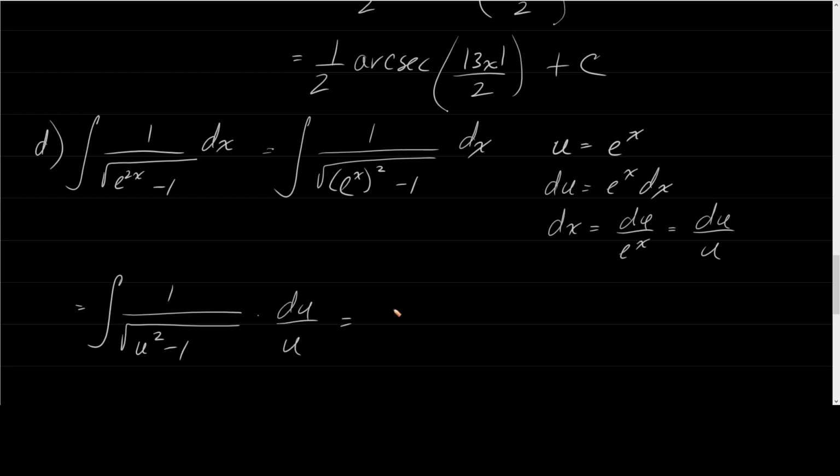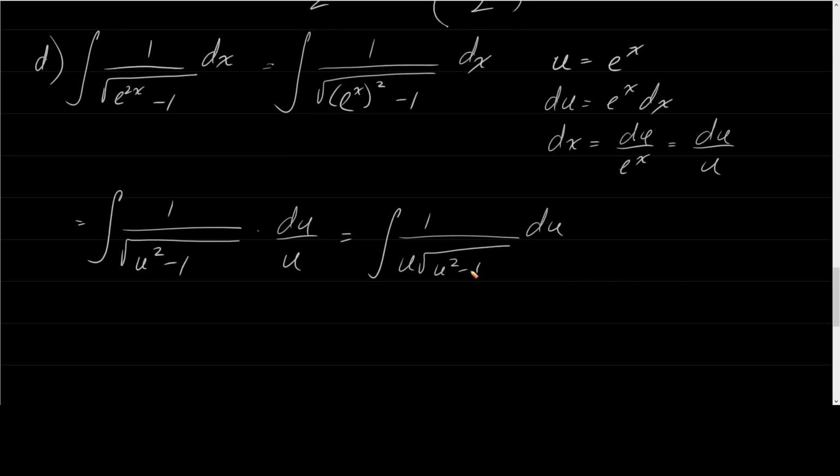So look at that. We can rewrite this as 1 over u times the square root of u squared minus 1 du, which is the exact format that we needed for that third one. So what we can say now is that our a is 1, because 1 is just 1 squared.